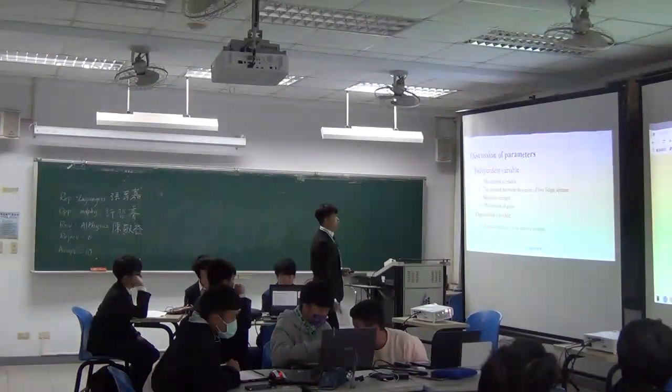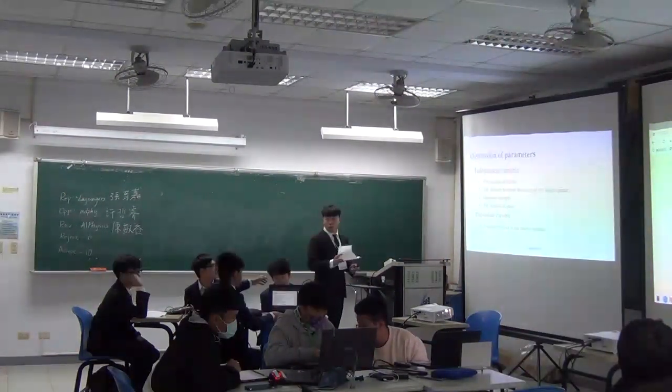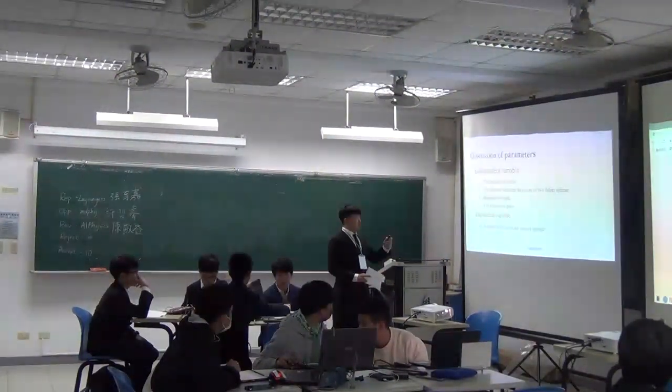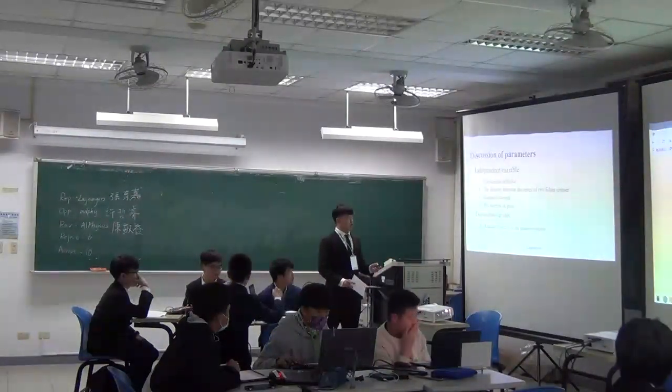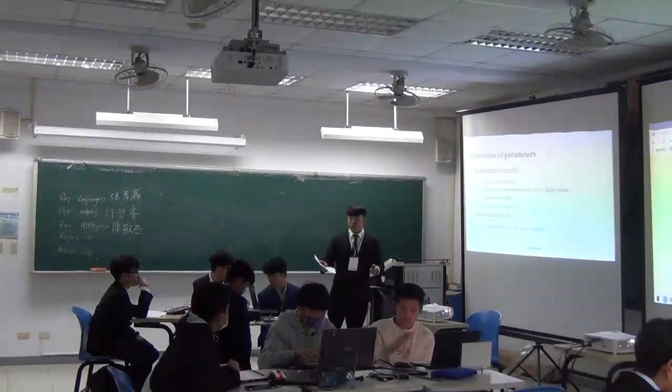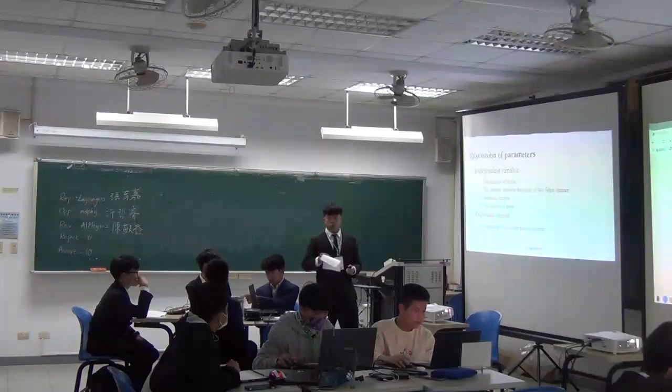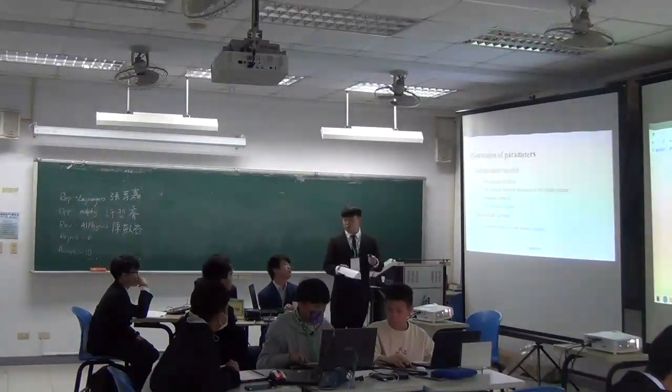Okay, so this is our discussion of parameters. We did 4 experiments. There are 4 different independent variables. The first one is the number of blades. So we will have fidget spinners that are 3-bladed and fidget spinners that are 4-bladed.